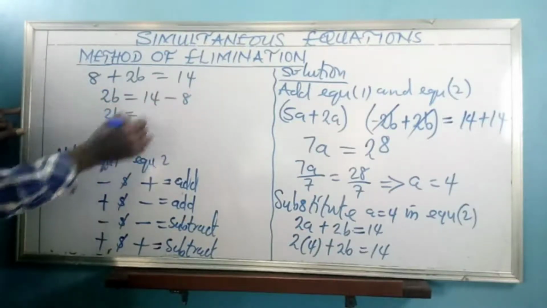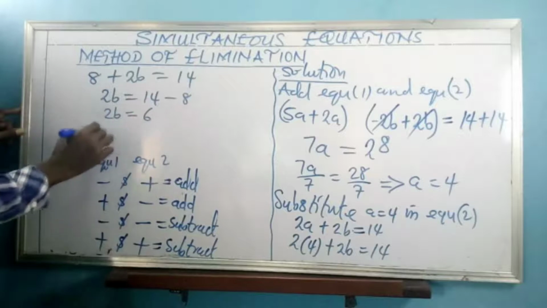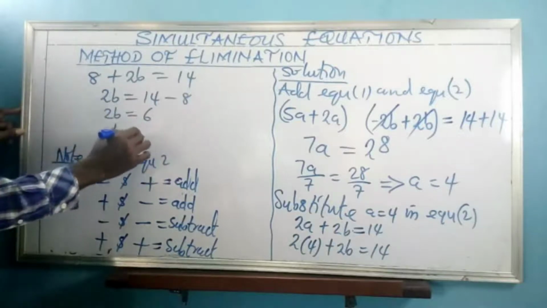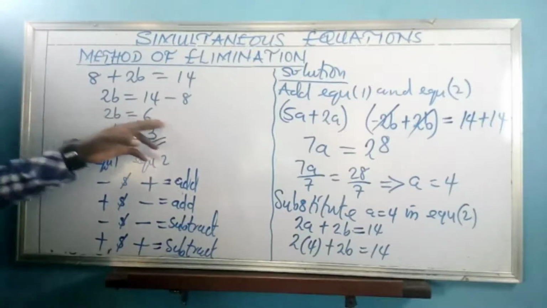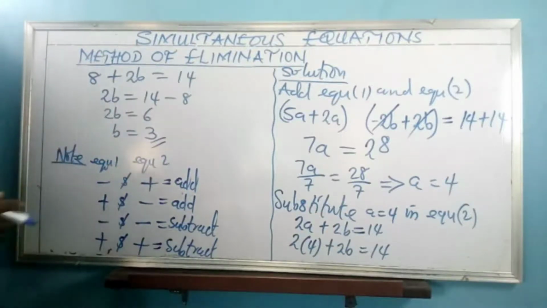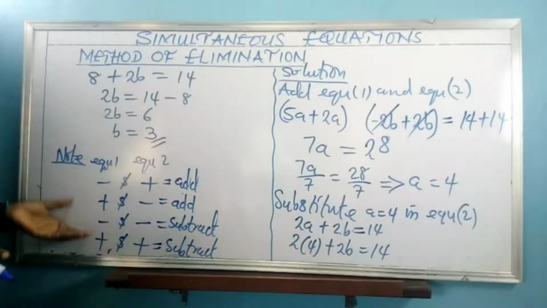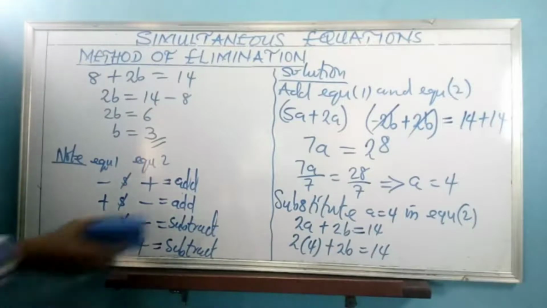2b is equals to what? When we subtract, it is 6. And our b is equals to 3. That is, divide both sides by 2. That's very good. Our b is equals to 3. Do we get it now? Don't forget this thing. I hope you've copied it down. Please take note of it. I want to clean it now, then we can move on.